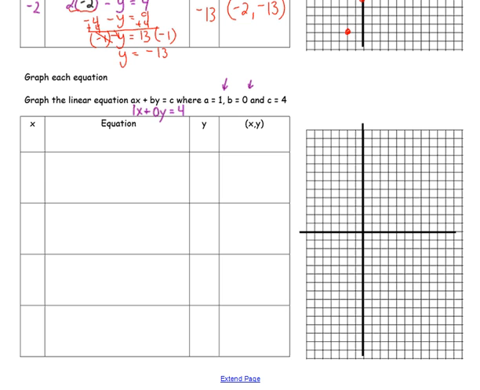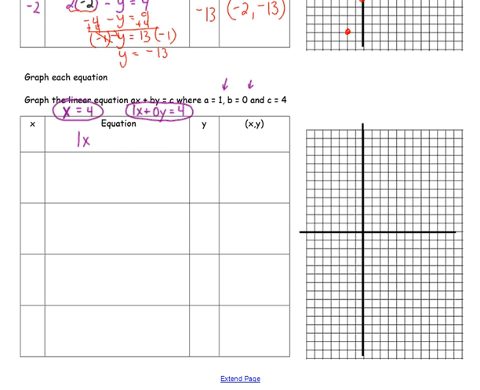1 times x is x. So this equation is x, 0 times y is 0, and x plus 0 is x. So x is equal to 4. So both of these equations are going to give me the same line.